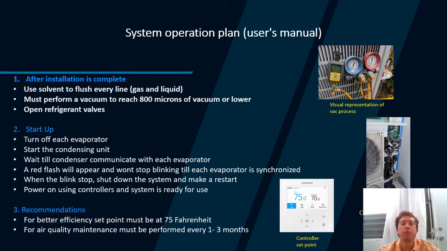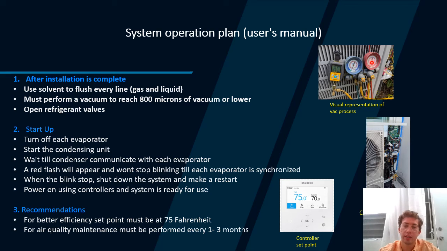For the system operation plan or user manual in the HVAC system, after installation is complete, you must perform a flush using solvent to remove all the dust and impurities that the welding creates. After that, you can close the lines and make a vacuum until you reach 800 microns at least, but it's supposed to be lower than 800. We usually use like 500 or 400.